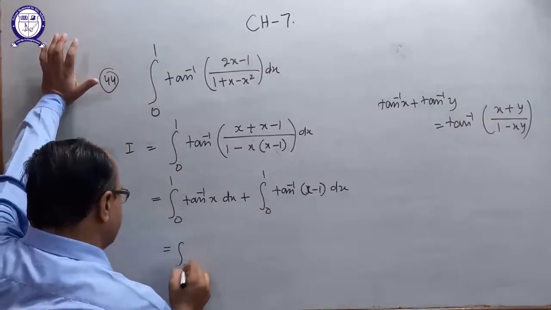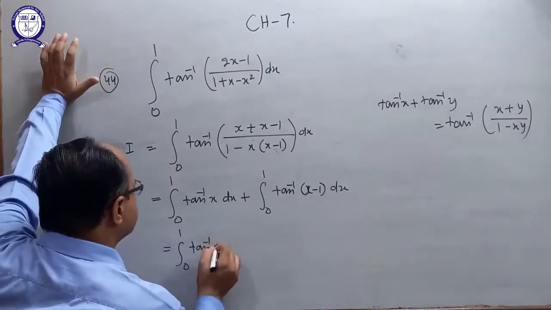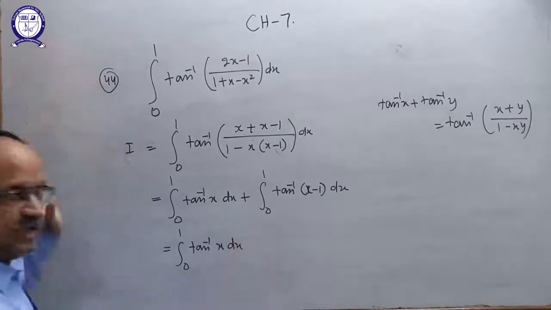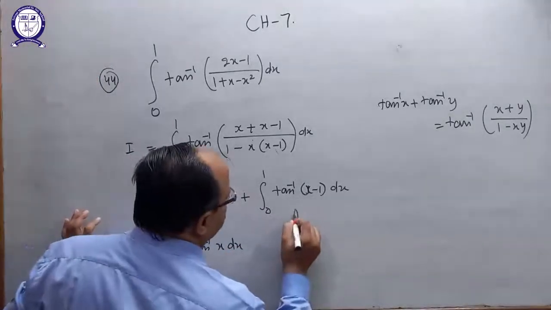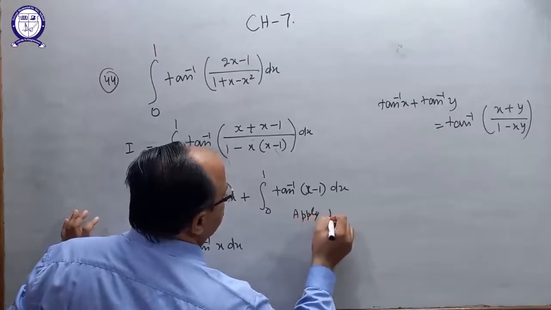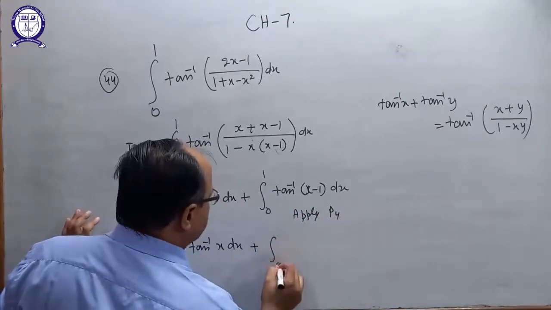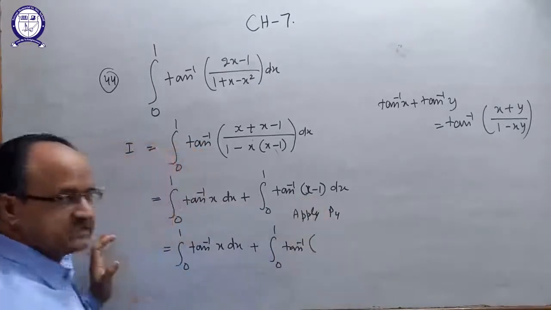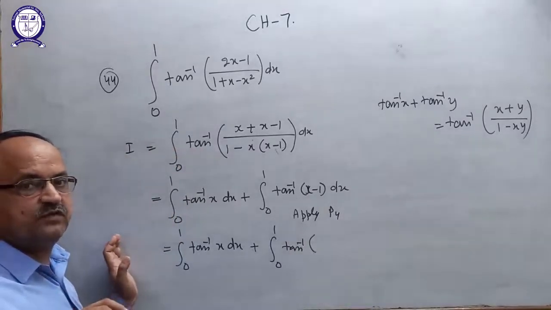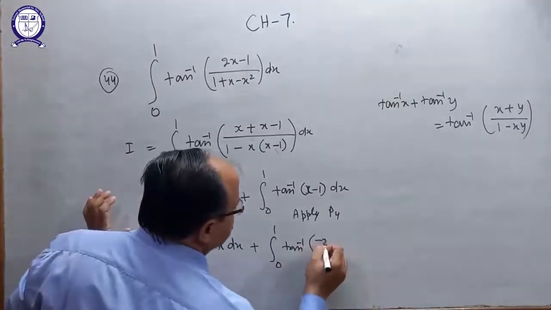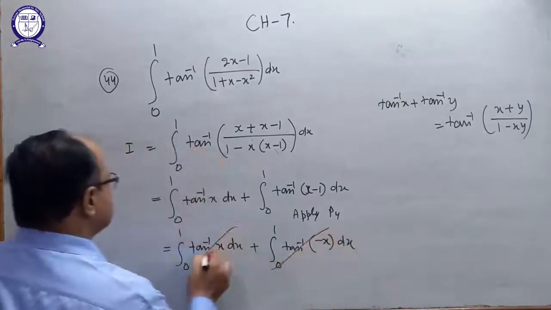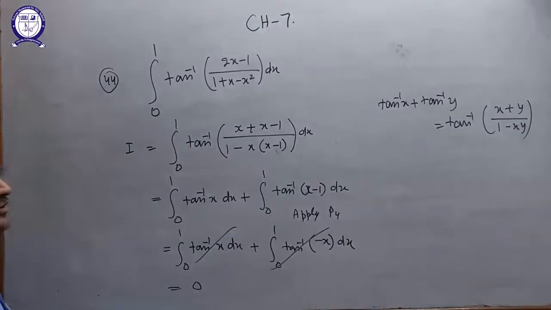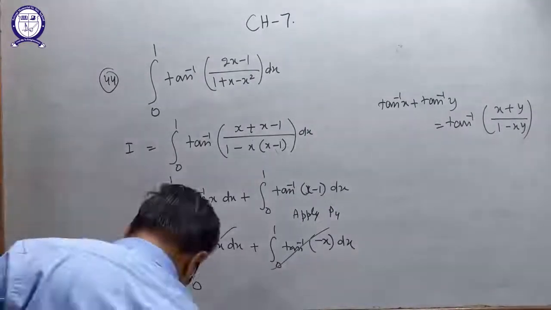Now integration 0 to 1 tan inverse x dx. Apply property P4 here. Integration 0 to 1 tan inverse, replace x by 1 minus x, because you know that in P4, a minus x, the integral is of x only, dx, and this will cancel. The result of this question is 0. Correct? Result of this question is 0.